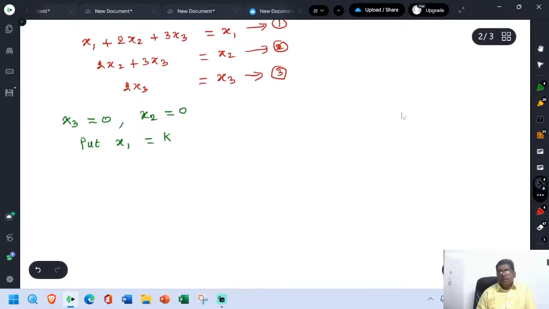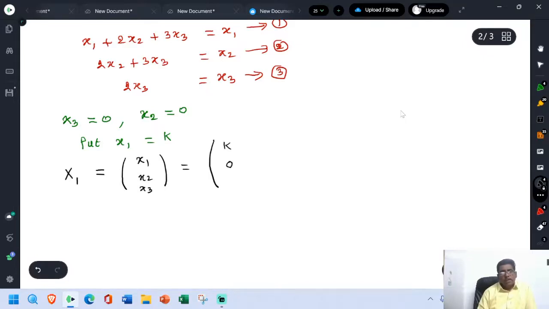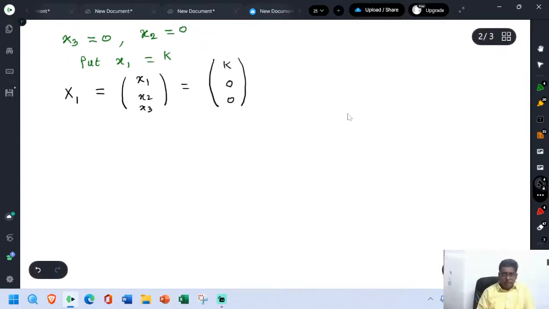Now the eigenvector corresponding to lambda 1 is x1, x2, x3, which is equal to k, 0, 0, where x1 we have assumed as k, x2 is 0 and x3 is 0. We do not know the value of k. We have to find the value of k using the normalization condition. The normalization condition is x1 dagger x1 equal to 1. Using this normalization condition, we find the value of k.